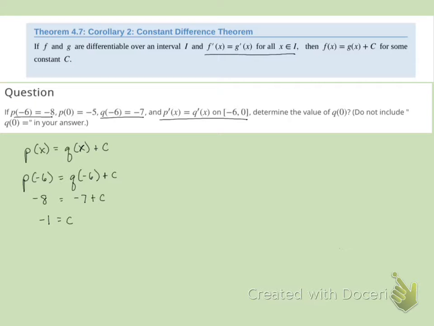So now, using that information, we know that p of 0 is going to equal q of 0 plus the constant. We're told that p of 0 equals negative 5. We're looking for q of 0, and we just figured out what c is. It's negative 1. So if I add 1 to both sides, I will get that q of 0 equals 4.